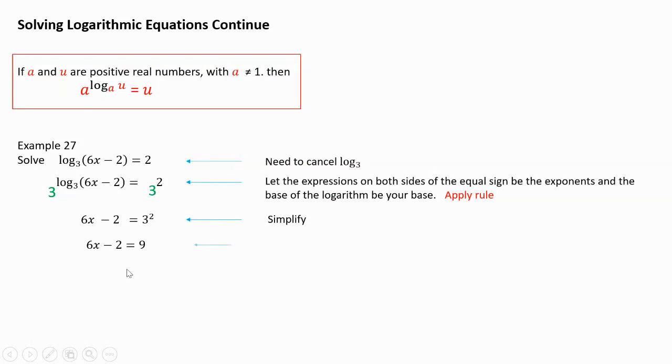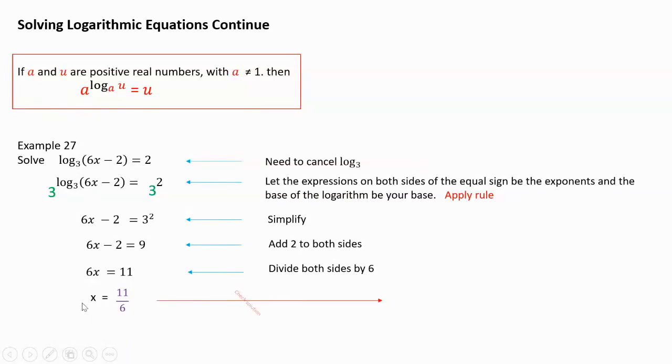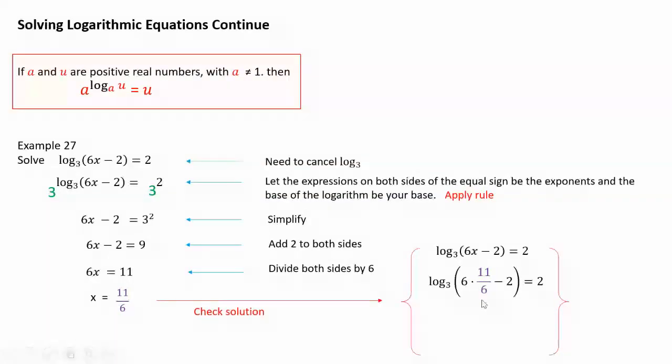So we're going to add 2 to both sides. So we have 6x equals 11. We divide by 6. So x equals 11 over 6. So that's my solution. And again, we can check our work. I'm going to plug in 11 over 6 for the x's. If you notice, the 6 will cancel, so we're going to have 11 minus 2, which is going to be 9. If you put this in the calculator, log of base 3 of 9, by doing the change of base, it's going to give us 2. So 2 equals 2, so we know this is the correct answer.